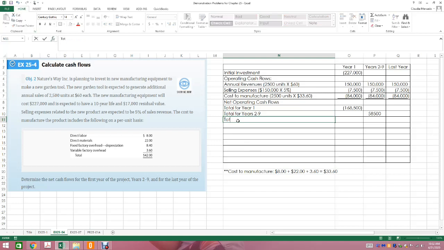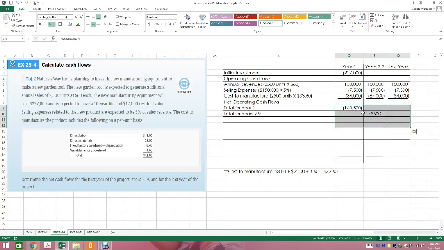Now, before I do my total for the last year, how did I get the 168.5? I got the negative 227 plus the positive 150 minus 7,500 minus 84,000. So year one, I had a negative outflow of cash of 168,500.